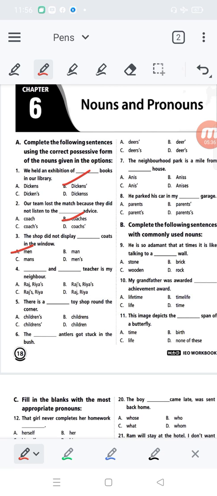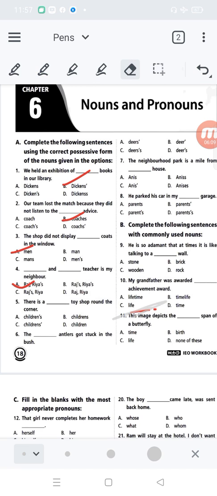Next question: dash and dash teacher is my neighbor. The options are Raj Riaz, Raj Riya, and Raj and Riya's with apostrophes. Then 4A is also correct. You know the Raj and Riya's apostrophes. Correct.